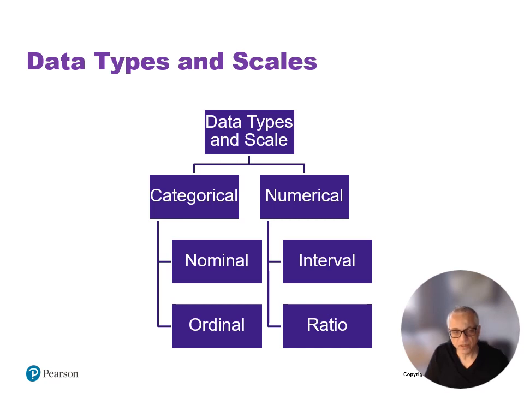In this lecture, I'm going to focus only on categorical data that has the two different scales, nominal and ordinal, and this is the content of this lecture, especially chapter 4. But when we go to chapter 5, we're going to discuss how to display numerical data with its two different scales, interval and ratio.